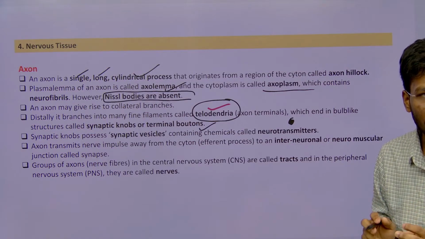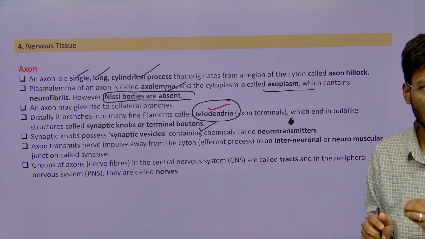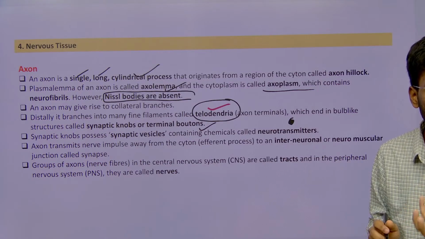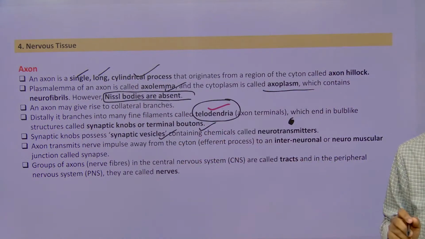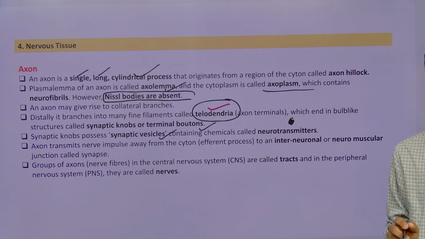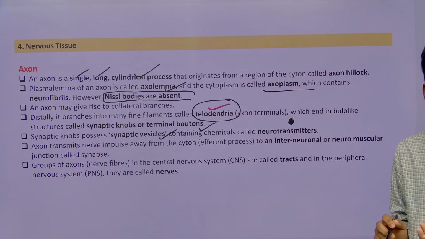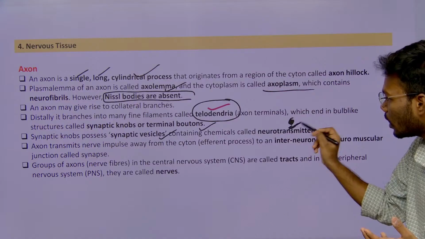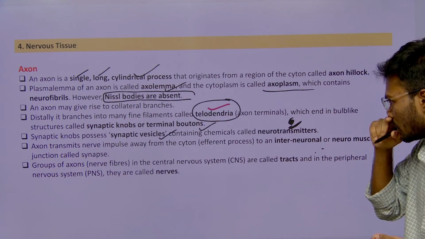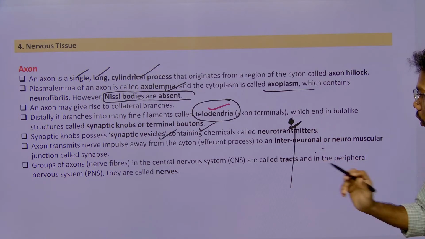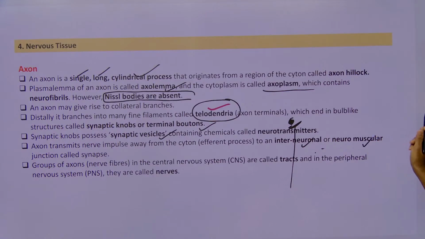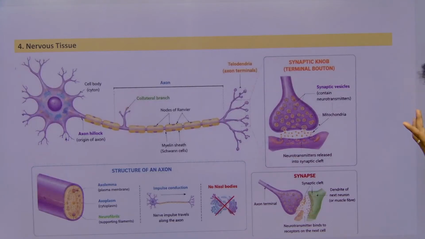At the last part, we have a bulb-like structure, and that bulb is called synaptic knobs or terminal buttons. Here all the neurotransmitters are situated in vesicles in this synaptic knob. Those vesicles are called what? Synaptic vesicles, which contain what? Neurotransmitters, which are very important for nerve impulse transmission. So what this axon is doing is transferring the nerve impulse from one neuron to another neuron. It may be interneuronal, neuromuscular, or neuroglandular also.